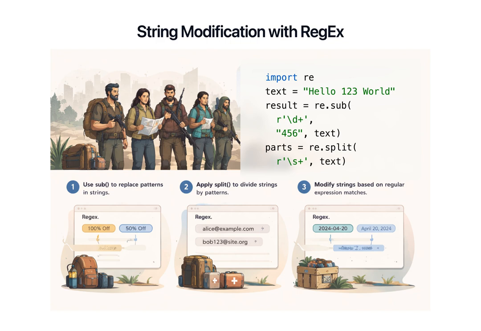Regular expressions can modify strings using sub for replacements and split for dividing strings. These functions leverage pattern matching to transform text data efficiently.